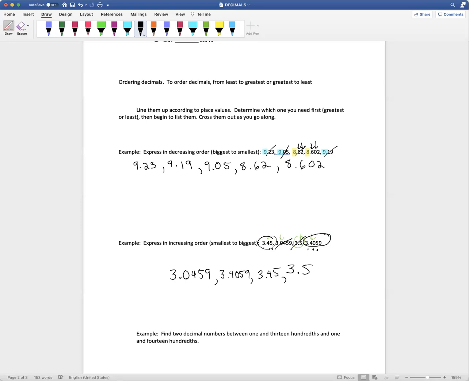Okay, so in increasing order, in smallest to biggest, the smallest number is 3.0459. 3 ones, 0 tenths, right? If you compare 3 ones, 4 tenths, 3 ones, 4 tenths, 3 ones, 5 tenths. After that is 3.4059. 3 ones, 4 tenths, 0 hundredths. This guy has 3 ones, 4 tenths, and 5 hundredths. So you know that's bigger. And this one has 5 tenths. So we know that's the biggest. And then in between these two is 3 and 45 hundredths. So here is the list in increasing order, smallest to biggest. Here is the list in decreasing order, biggest to smallest.